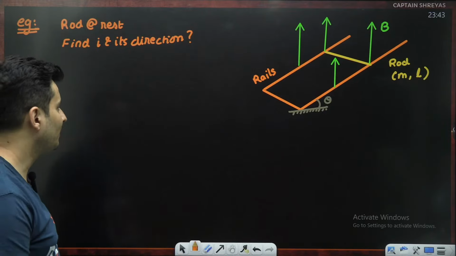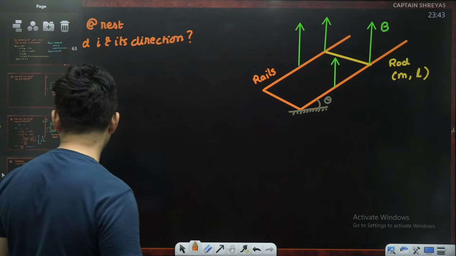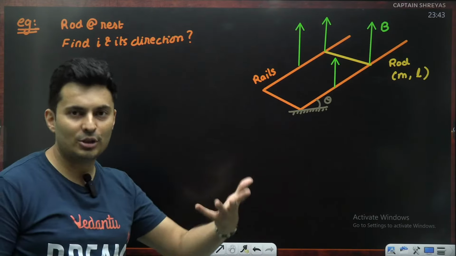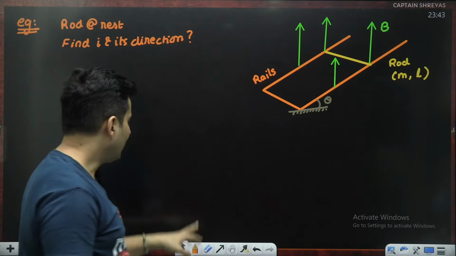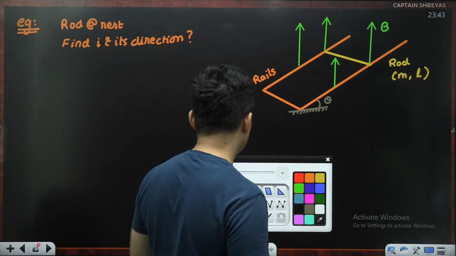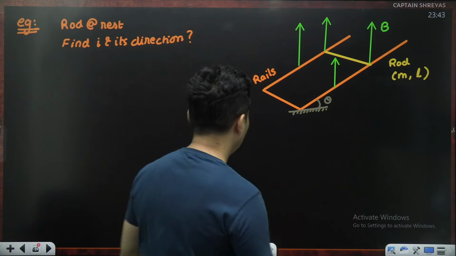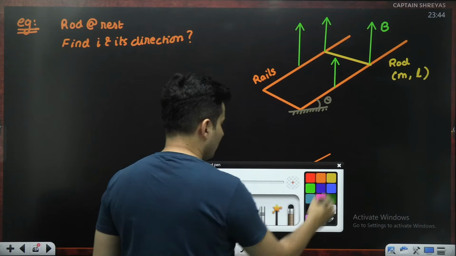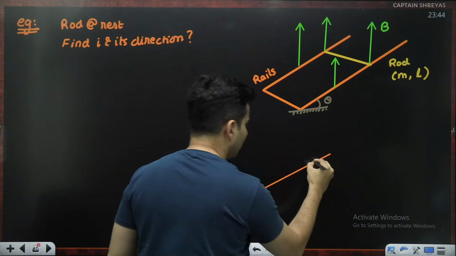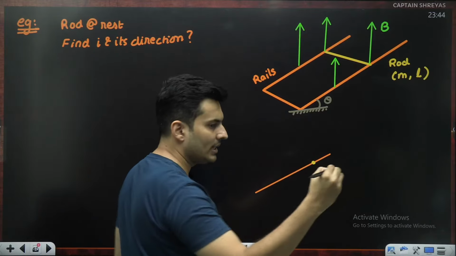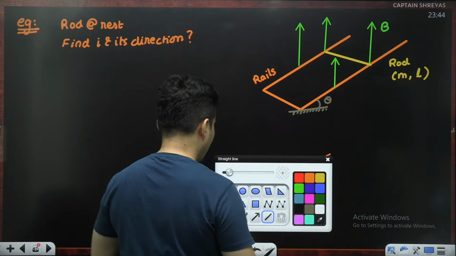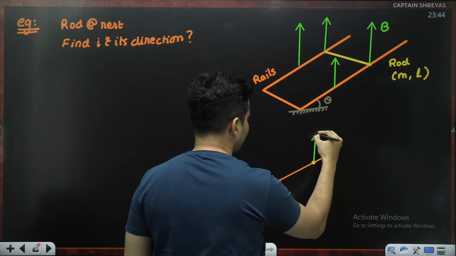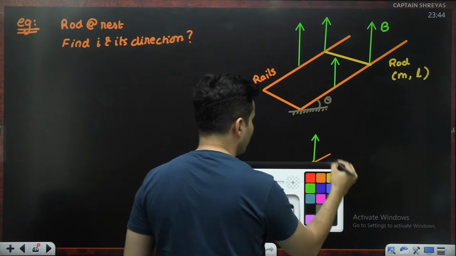Now, first of all, when you look at this question, it looks very easy, but there are a few things which you need to be careful about. I feel the best way to solve the problem is looking at the side view of it. So the side view looks like this. This is the rail. This is probably the rod. The rod will look like a dot because it is going inside out. The magnetic field is going up like this.